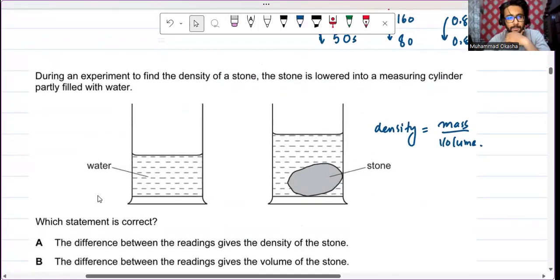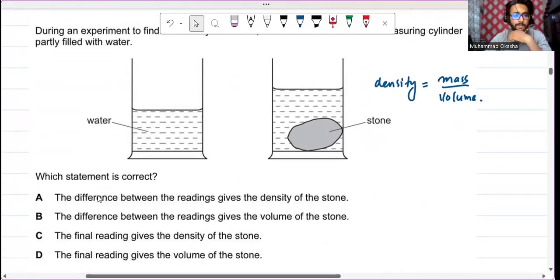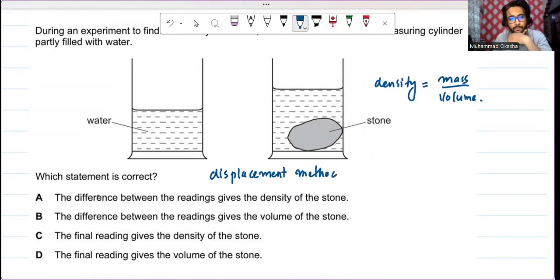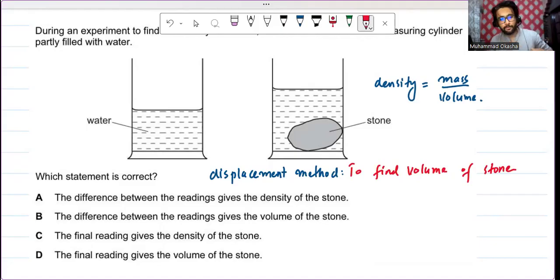Lowered into a measuring cylinder, partly filled with water. So this method is called the displacement method, and we use the displacement method to find out the volume. It doesn't give us density; it only gives the volume of the stone, right?